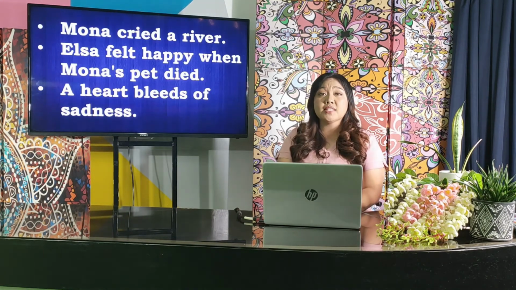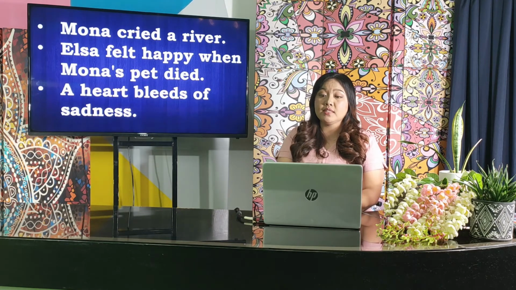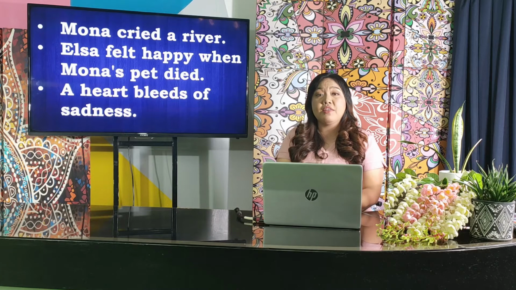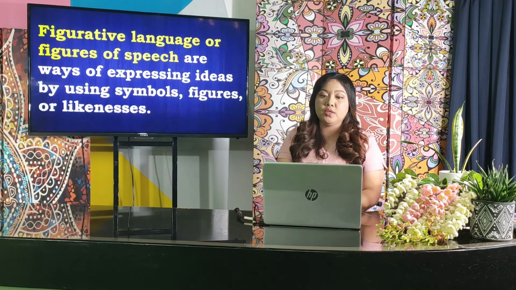Now, let us study. Here are the following sentences from the story. Mona cried a river. Elsa felt happy when Mona's pet died. A heart bleeds of sadness. The following sentences express ideas that have different meanings from their literal meaning, and these are examples of figurative language.